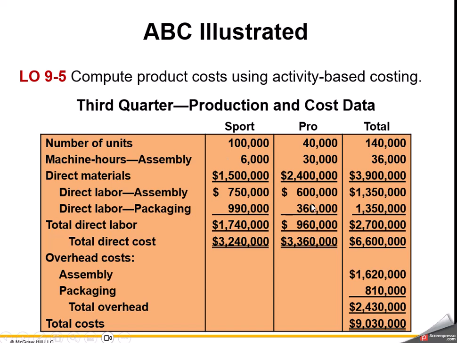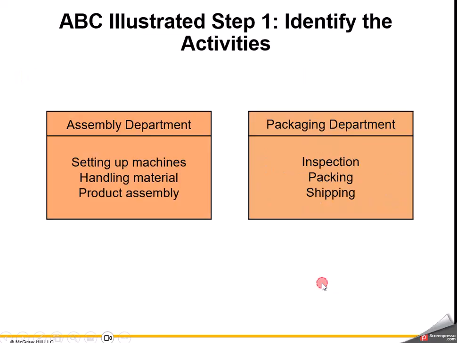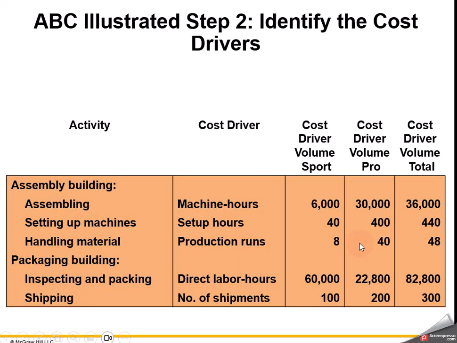So we're back to the sport and the pro. Again, we still have all the direct costs, and we're allocating out our assembly and our packaging. So now our assembly is going to be setting up machines, handling material and product assembly. Our packaging is inspecting, packaging, packing, and shipping.